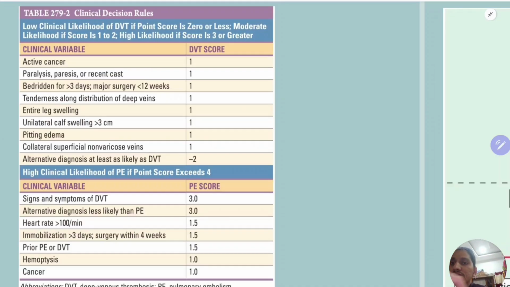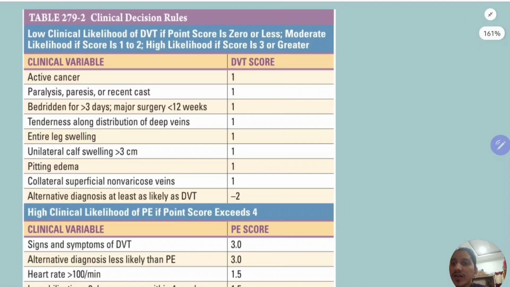For deep venous thrombosis, low clinical likelihood of DVT if the point score is 0. Moderate likelihood is 1 to 2. High likelihood if it is 3. That means at least one factor should be there if you want to consider an imaging modality. Cancer will have one point, paralysis or recent cast, so this will cause immobility. This is a pre-thrombotic state. Bedridden for more than 3 days or major surgery within 3 weeks.